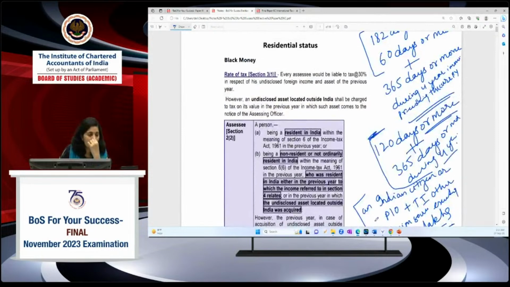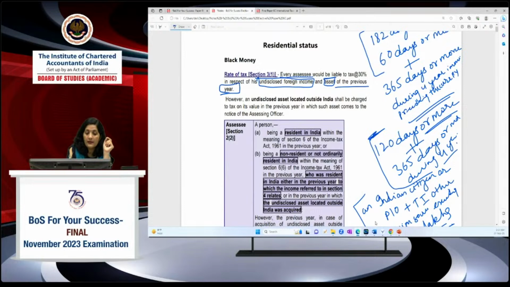Now हमने देखा कि it's important in the Income Tax Act also. It is equally important for black money law also. How? In black money law, where is it applicable? Black money law is applicable on every assessee. Every assessee is liable for tax at the rate of 30% in respect of undisclosed foreign income and asset, ठीक है? Undisclosed asset and undisclosed foreign income of the previous year.